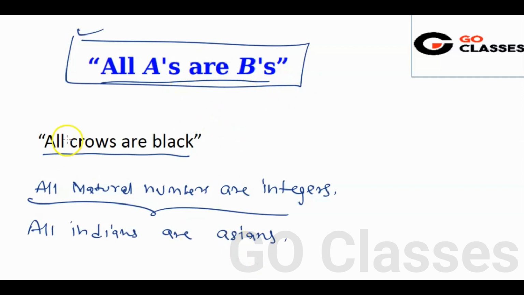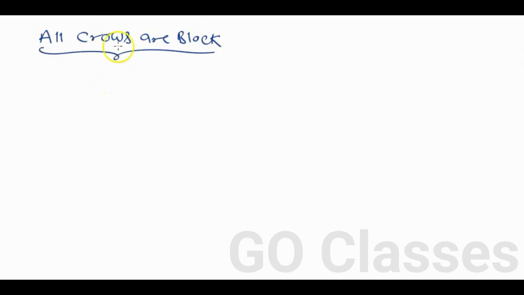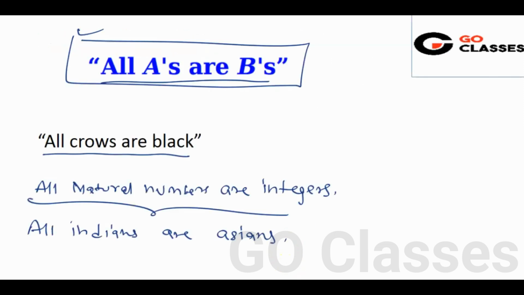Let's understand this by the example: all crows are black. This statement is saying that if you are a crow, then you are black. Basically, if any bird is a crow, then it is black. Now you can notice the domain is not given, and in first order logic we need a domain. First of all, when the domain is not given, remember that the domain consists of everything.